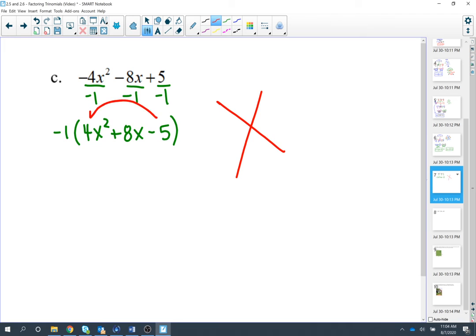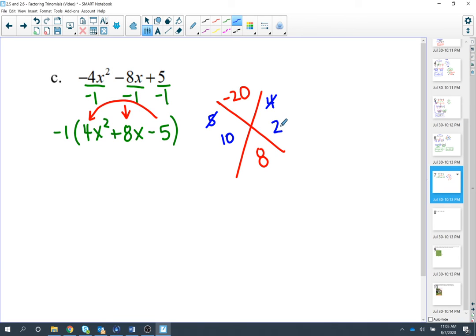Multiply the last number by the first number. 4 times negative 5 is negative 20. Add to the middle number, 8. Multiply to negative 20. 5 times 4. 5 plus 4, well, first of all, one of them would have to be negative, but 5, 6, 7, that's 9. I need, oh, no. Okay, 10 and 2.